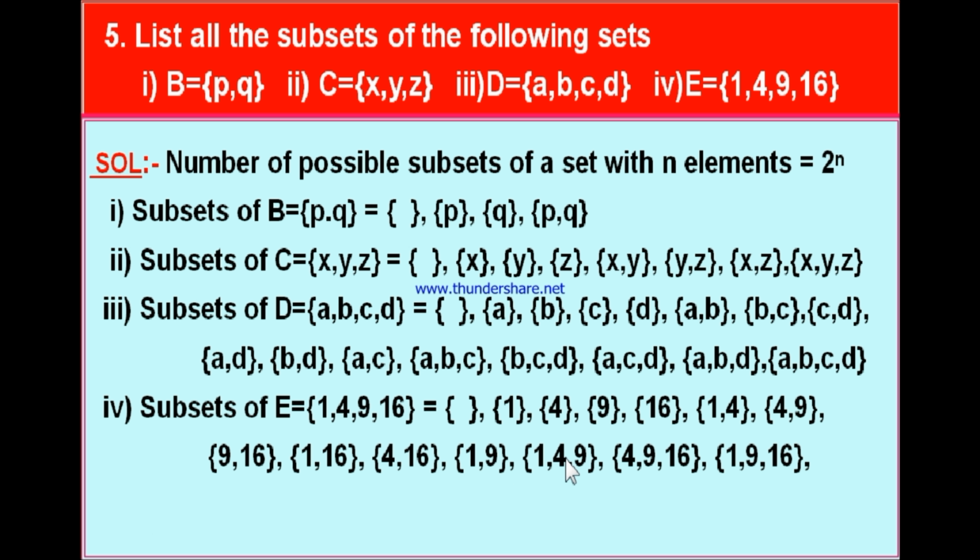Next, sets with 3 elements. Set 1, 4, 9, set 4, 9, 16, set 1, 9, 16, set 1, 4, 16. If you finish writing all the possible subsets with 3 elements, then write the set with 4 elements. Set 1, 4, 9, 16. Like this, you can write all the possible subsets of any given set.